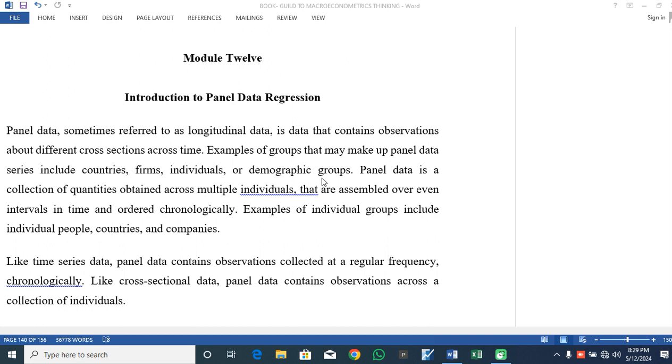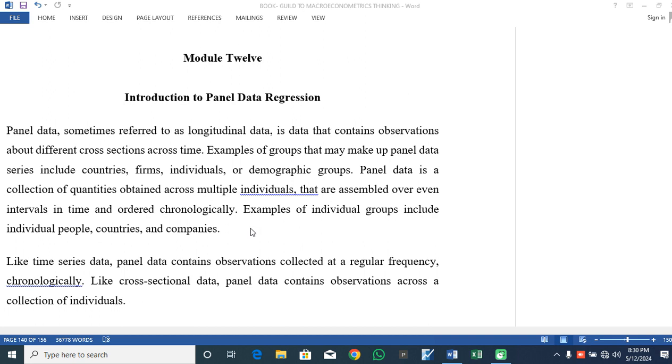An example of groups that may make up panel data series includes countries, firms, individuals, groups, demographic components, and a host of others. A panel data is a collection of quantitative and qualitative information that are assembled over an interval in time and ordered chronologically. Examples of individual groups include countries, companies, firms, and other demographic components in our society.